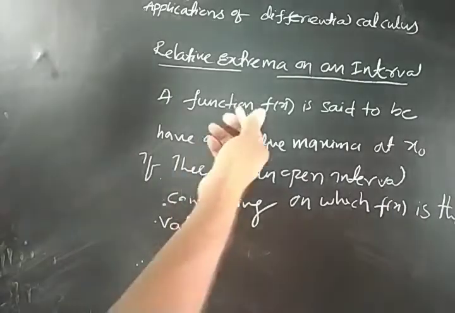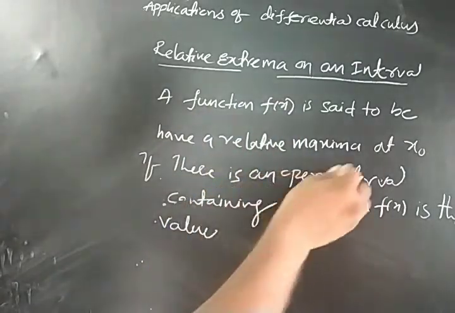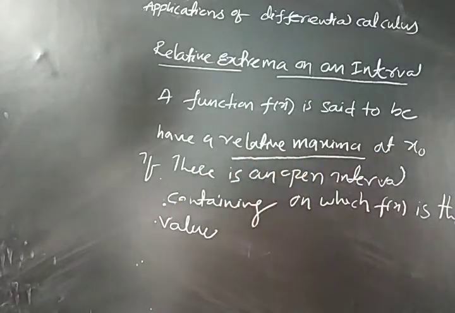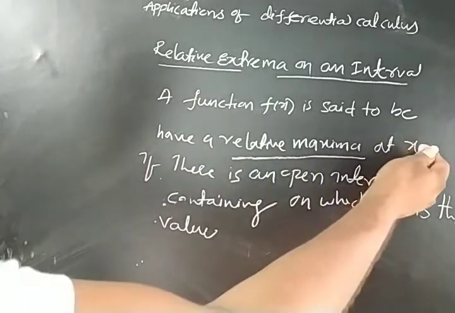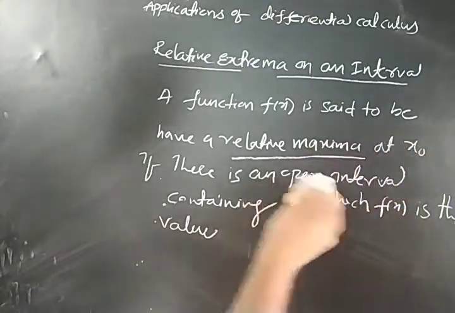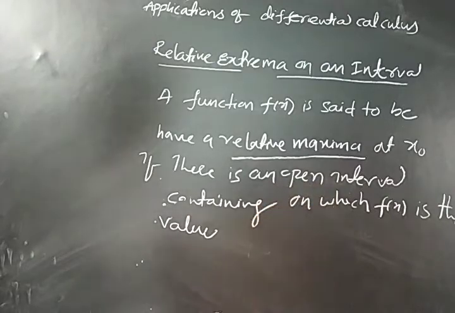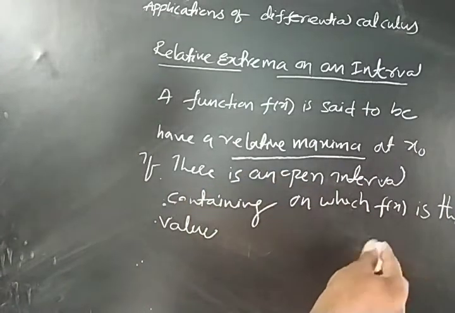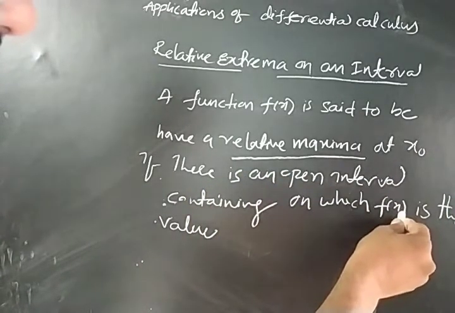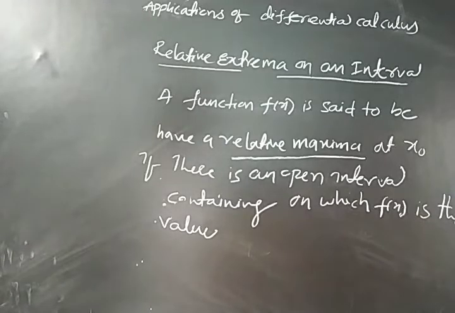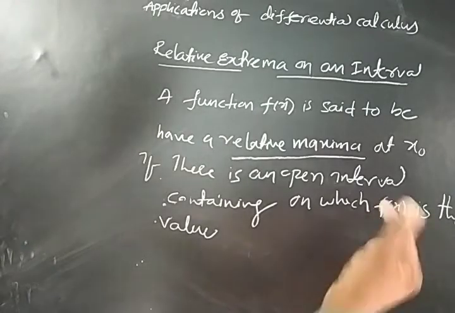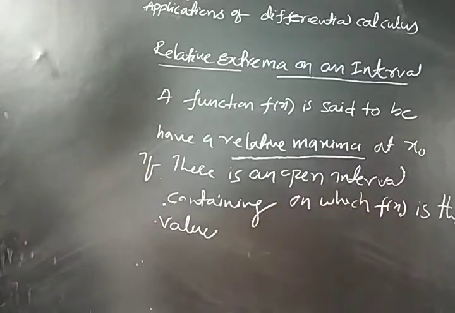See here, a function f of x is said to have relative maxima. A function will have the maximum value at x naught, which is taken from some open interval of the entire domain. In that open interval, if you take some point x naught and substitute it in f of x, you will get some value that should be the largest value in that open interval. Then only that value is called relative maxima.